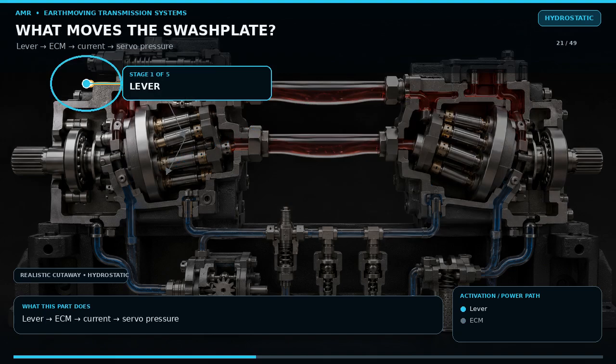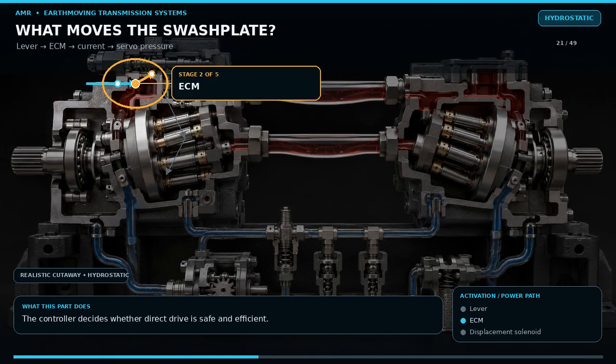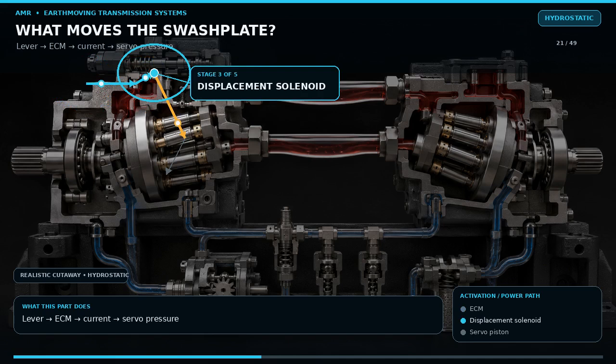The pump swashplate is usually too heavily loaded to move directly by an operator lever. On an electronic system, the travel lever or pedal sends a position signal to the powertrain controller. Interlocks and engine conditions are checked. The controller then commands one or two proportional displacement solenoids. The solenoid meters charge or control oil to a servo piston on one side of the swashplate. Servo pressure overcomes the centering mechanism and tilts the plate. Pump pistons now make a longer stroke, creating loop flow.